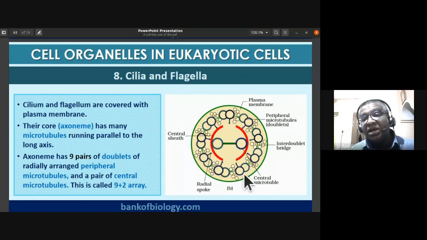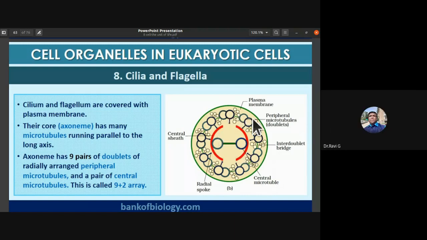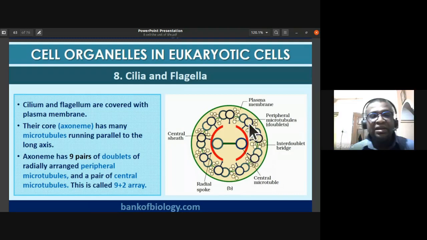So it has many microtubules running parallel to the long axis. The axoneme has 9 pairs of doublets of radially arranged peripheral microtubules. So we call them peripheral microtubules. 9 pairs, you can count them.